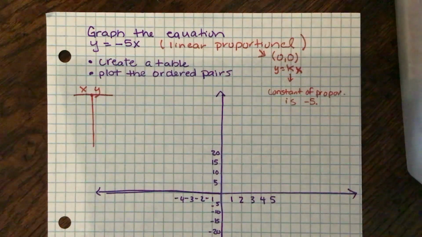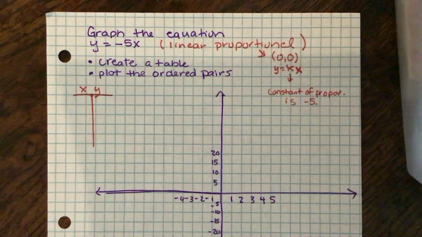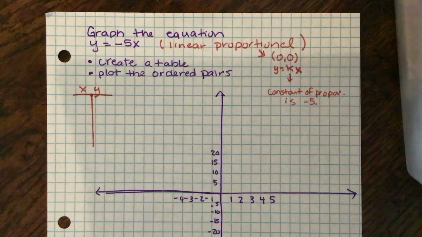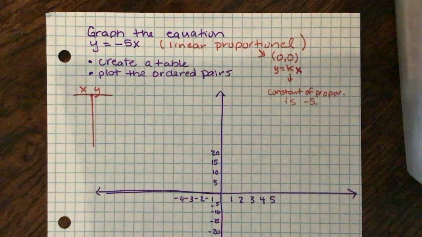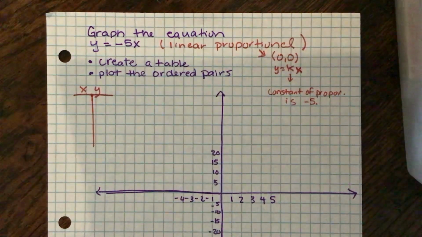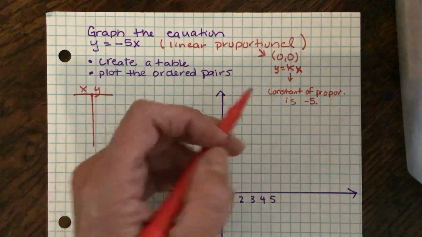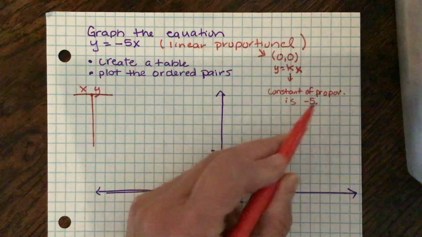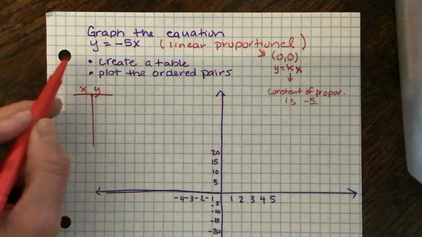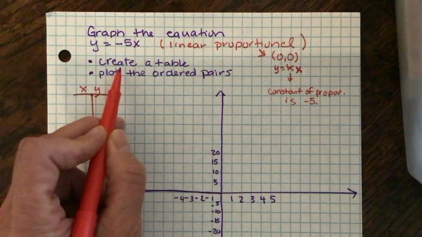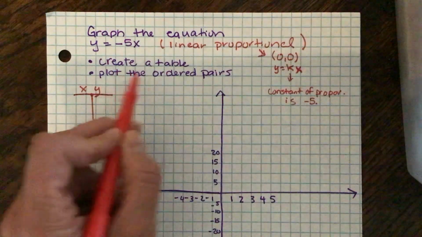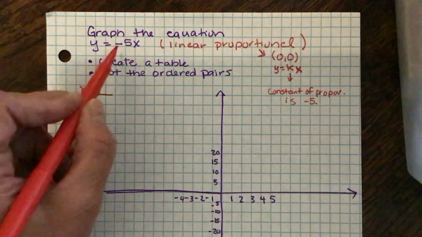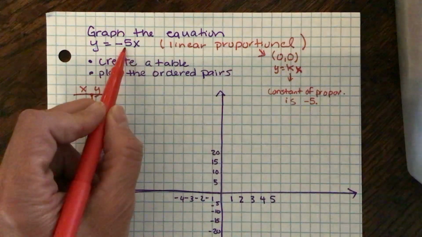But anyway, here goes. I'm going to graph the equation y equals negative 5x. Let's keep in mind this is a linear proportional relationship where it's going to go through the origin (0, 0). It fits the form y equals kx, where k is your constant of proportionality, which is negative 5. Our strategy is going to be to create a table and then plot the ordered pairs that we get from the table. But just by looking at this, I can see the rate of change is negative 5.